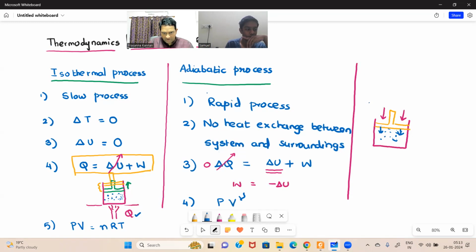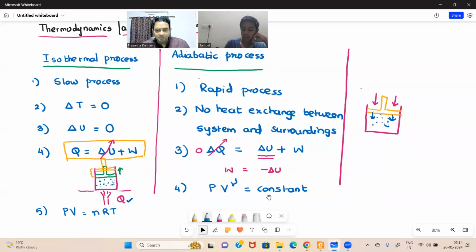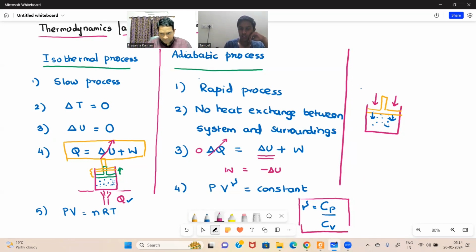PV to the power gamma is a constant. The equation for an adiabatic process is PV to the power gamma is a constant. So what is gamma? Cp divided by Cv. Specific heat capacity at constant pressure divided by specific heat capacity at constant volume.